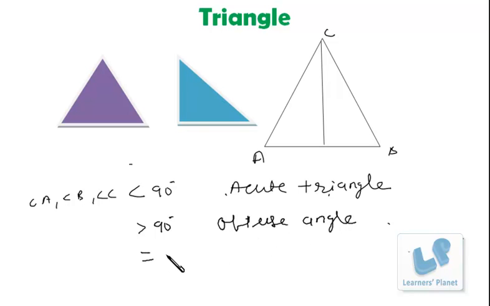Okay, and if a single angle is equal to 90 degrees, that means only one angle is 90 degrees, then we'll call it a right angle triangle. So this is also one sort of discrimination: acute angle triangle, obtuse angle triangle, and right angle triangle. But above all, the important thing is that the sum of all the three angles should be 180 degrees.